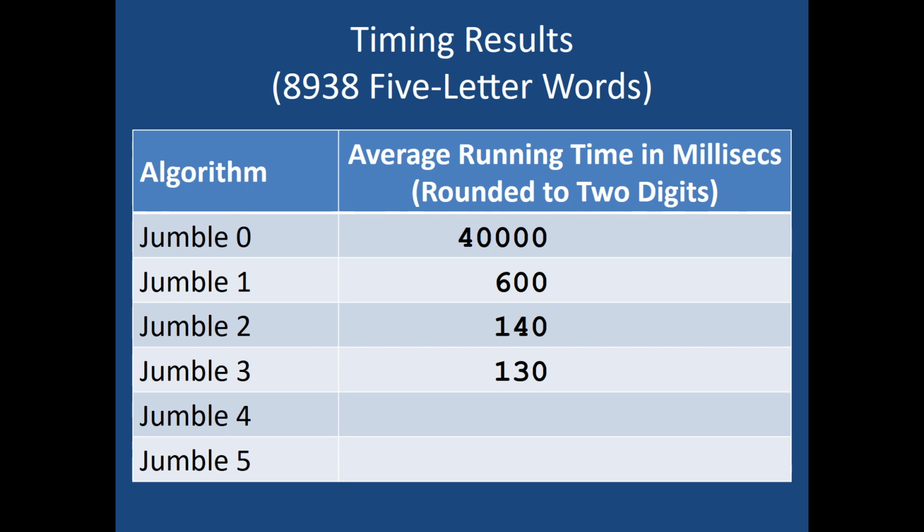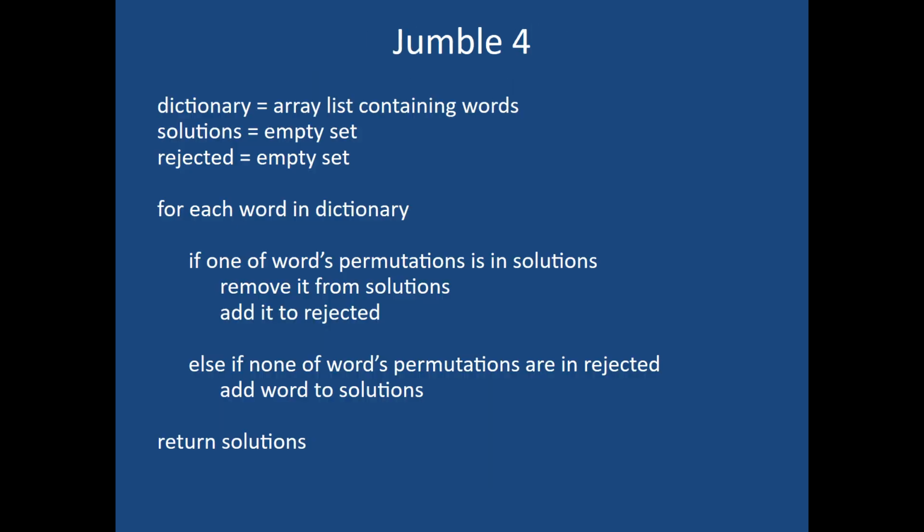Okay? Jumble 4, we did that intermediate solution where we were still doing permutations, but we were using the solutions and rejected sets. And as we finally figured out, the advantage is that the test that we're doing is, instead of testing whether things are in the dictionary, which is always really long, we're checking whether they're in those sets, solutions and rejected, which start out empty. And so a lot of the early tests are going to be a lot faster. So I'll go back here. That was 130. What do you think for Jumble 4? 100.